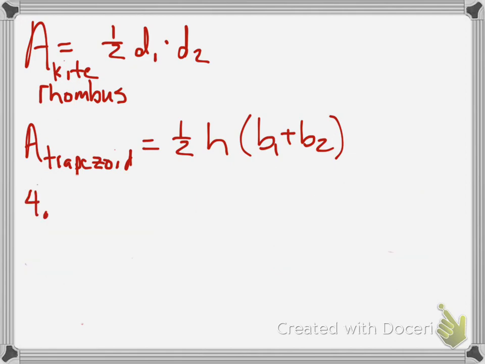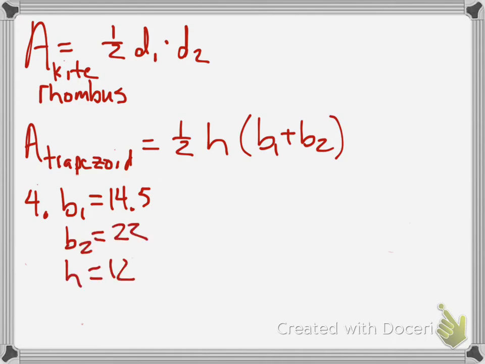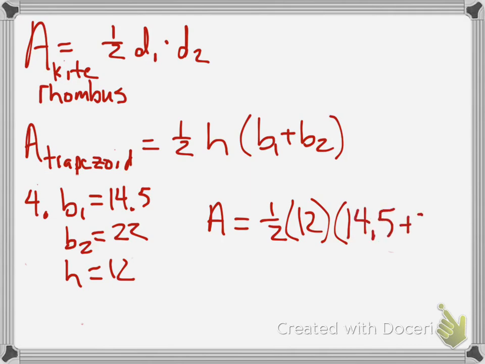Okay, for trapezoids, that one should be fairly easy. You got a B1, which is 14.5. A B2, which is 22. And then a height, which is 12 inches. So then all you got to do to plug that in is say 1/2 of 12 times the sum of 14.5 plus 22. So just make sure you know which numbers go where, plug them in, type that into the calculator, and you should get 219 inches or square inches, and there you go. So fairly simple type of problem.